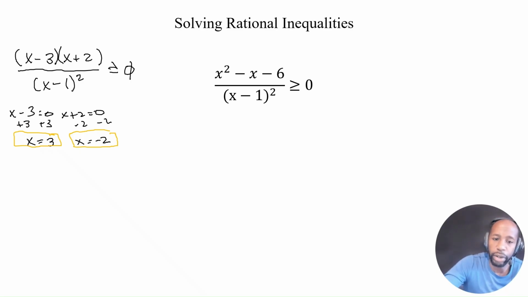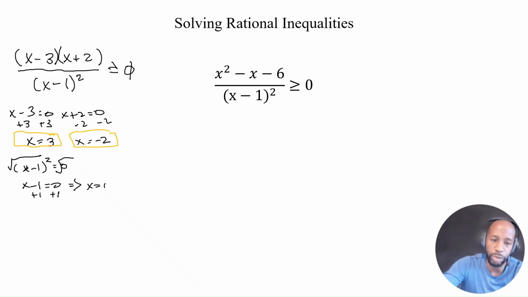So here are a couple of critical points here, specifically zeros. Okay, so then you have where the denominator is equal to 0, x minus 1 squared equals 0, square root, x minus 1 equals 0, and so x equals 1. And that represents, remember, like an asymptote, like a discontinuity, whatever you want to call it. Put a box around there.